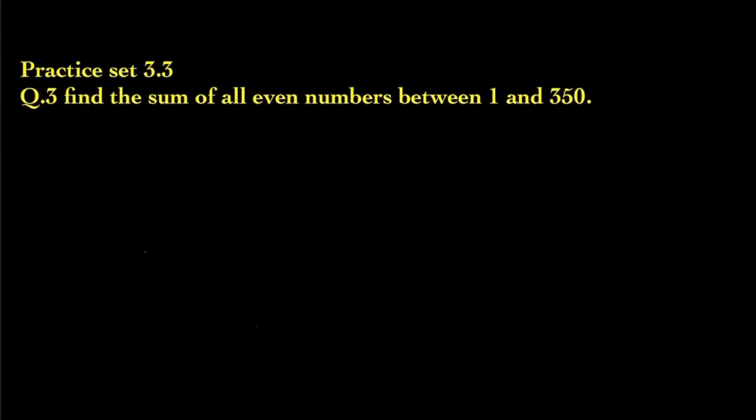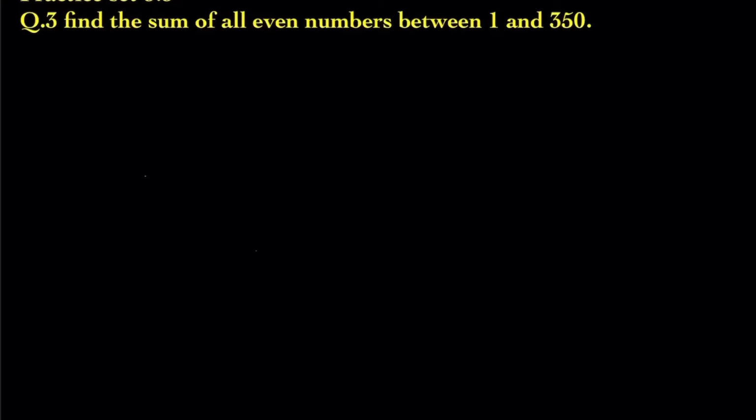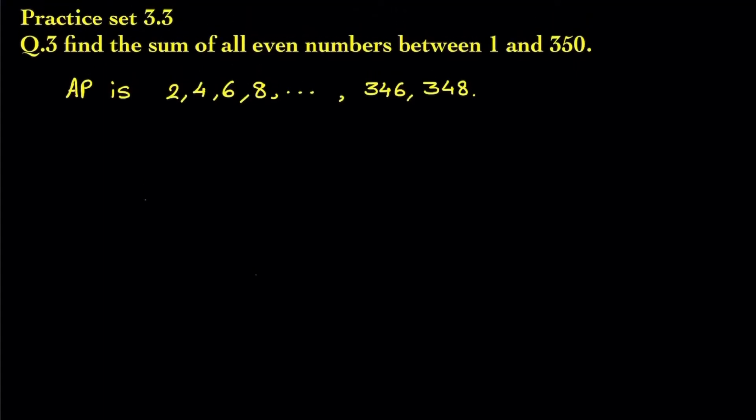Now questions from practice set 3.3. Question number 3: find the sum of all even numbers between 1 and 350. Here you should first form the AP. To write the solution, the AP is 2, 4, 6, 8, and so on up to 348. See here, even numbers between 1 and 350, so you cannot include 350. The even number slightly smaller than 350 will be 348. So the AP starts from 2 and ends with 348.